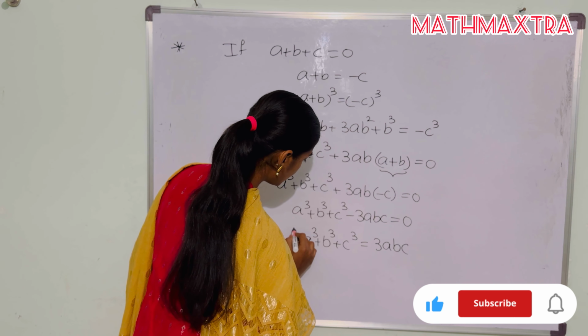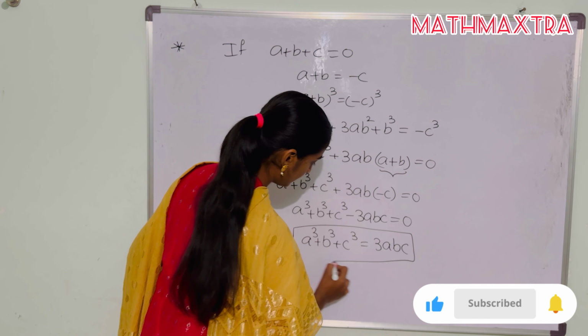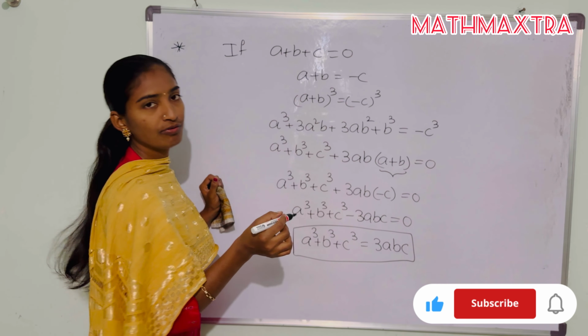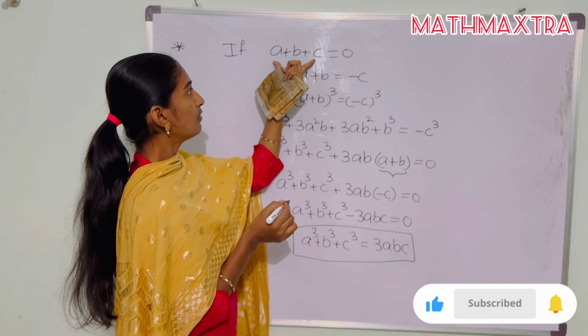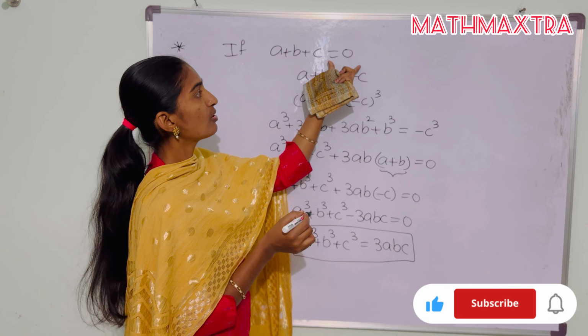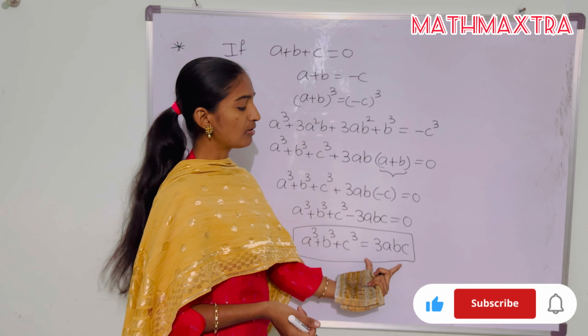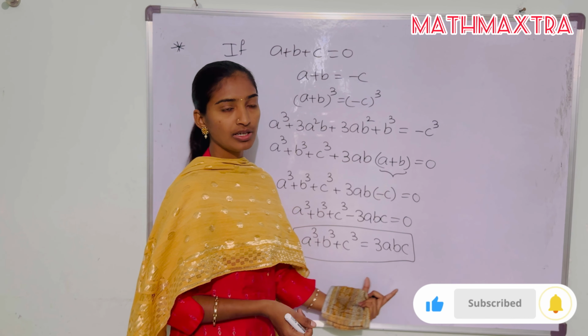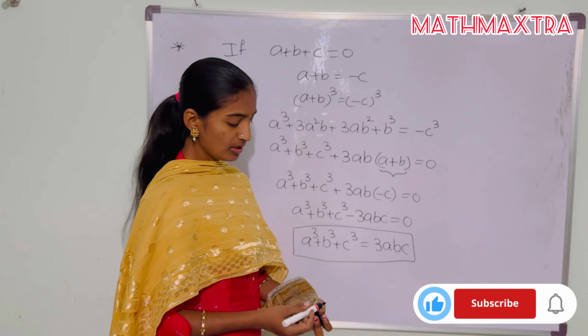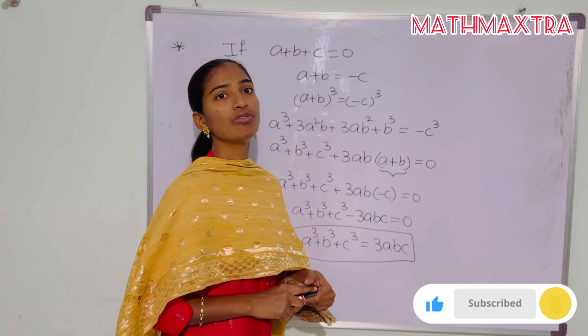So this is our next identity. This is very helpful because if a plus b plus c is equal to 0, then a cube plus b cube plus c cube is equal to 3abc always. So this is one identity. So these are some different types of identity.